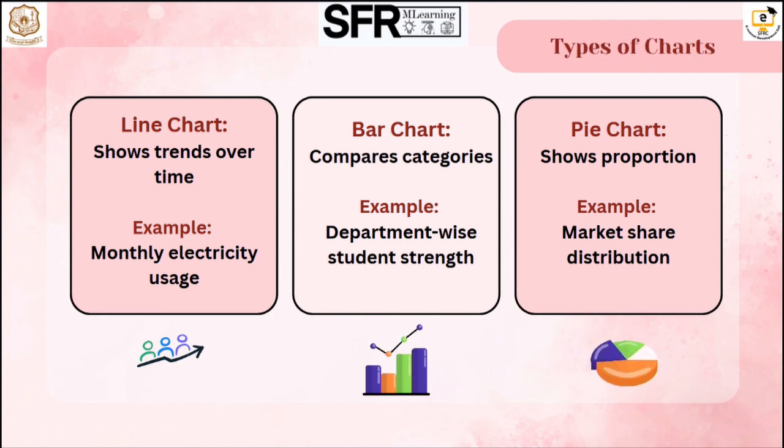So bar chart means it compares different categories. Example, department wise student strength can be displayed as a bar chart. Bar chart shows the proportion. Market share distributions can be displayed as a bar chart.